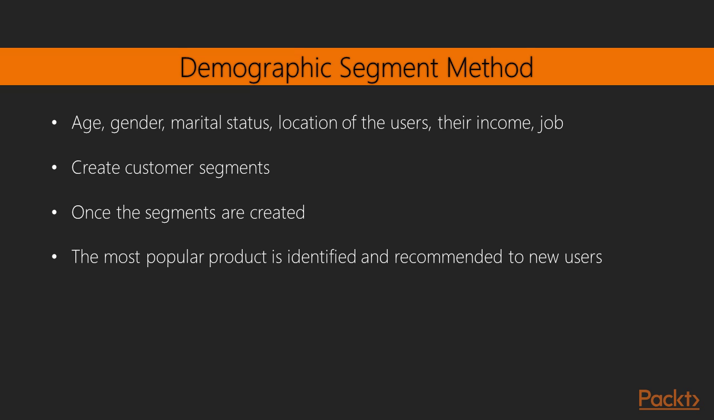In the demographic segment-based category, the age, gender, marital status, and location of the users, along with their income, job, or any other available feature, are taken into consideration to create customer segments. Once the segments are created, then at a segment level the most popular product is identified and recommended to new users who belong to those respective segments.